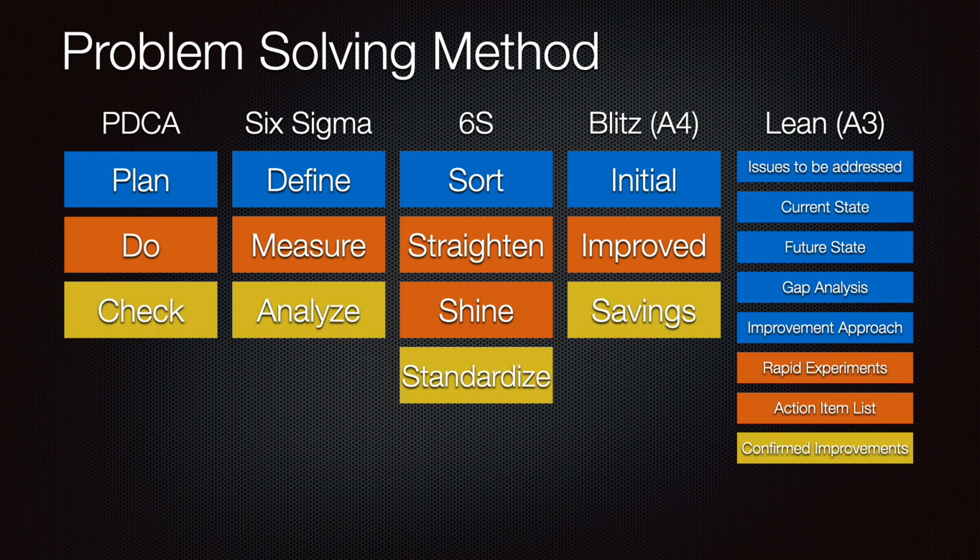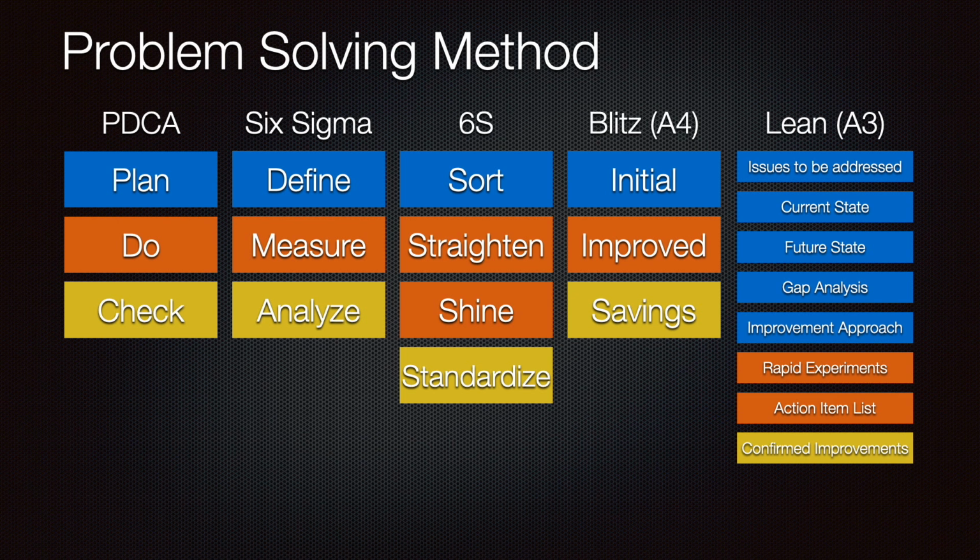Now we're going to do the check phase. In Six Sigma, that's the analyze phase, where you're trying to find root cause to the issue that you're trying to resolve. In 6S, that's your standardize phase, where you're making sure you're checking the first 3 S's to ensure that you're reducing waste and doing those every day. And the Blitz, that's where you confirm the savings of your before and after, that root cause. By taking that away, what kind of savings do you have?